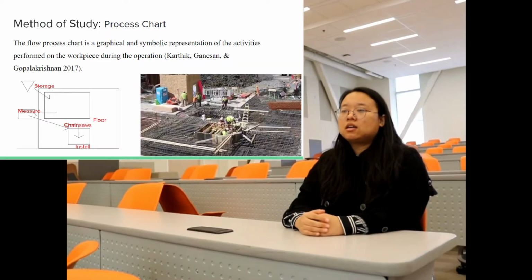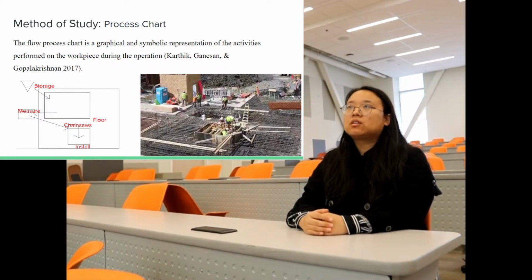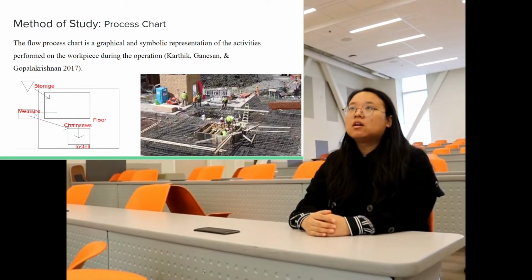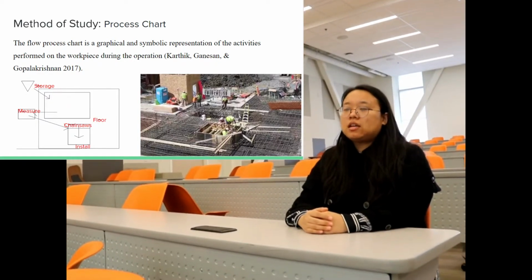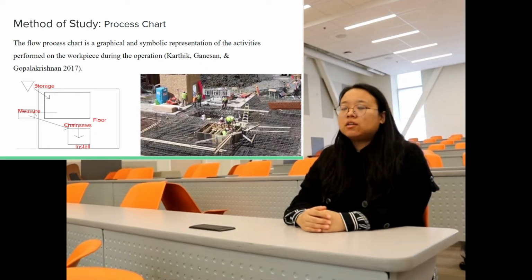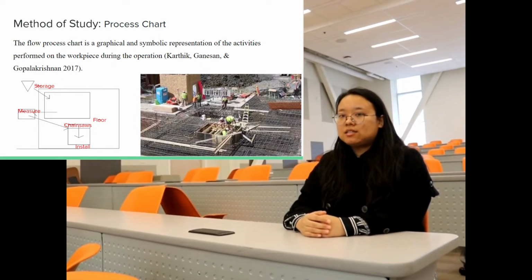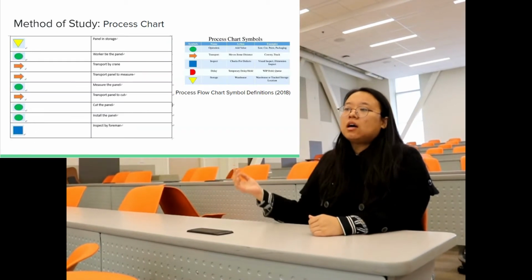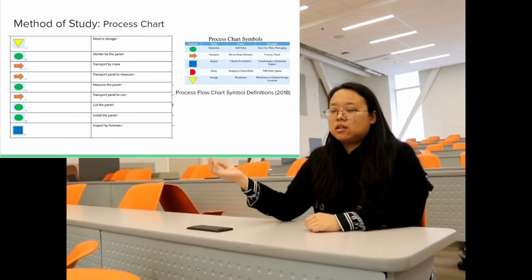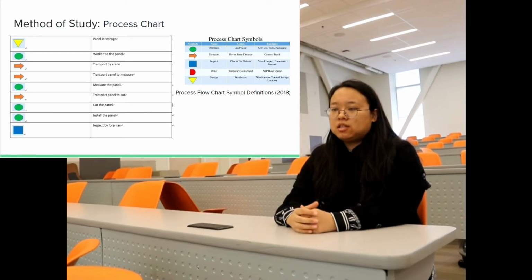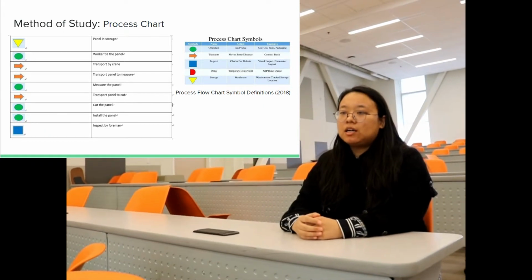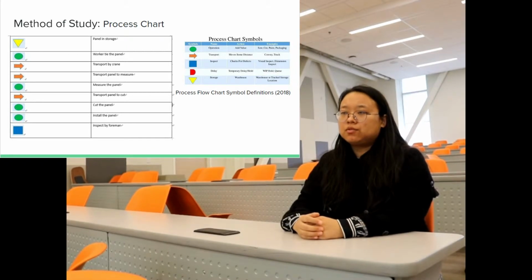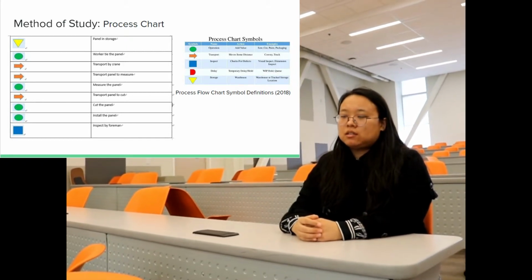The flow chart is a graphical and symbolic representation of the activities performed on the job site during the construction. The left-hand side is the layout of the job site, and the right-hand side is the picture of the job site. The chart on the right-hand side is a symbolic representation of different activities, and the table on the left-hand side is the flow chart for the construction.